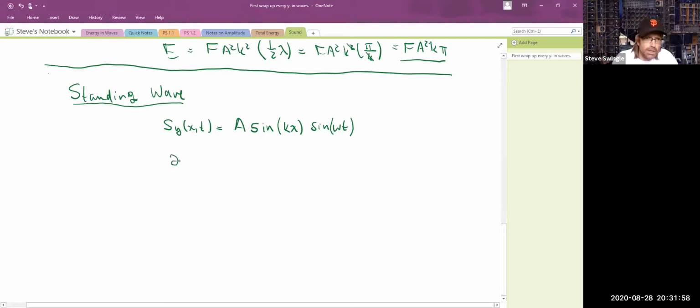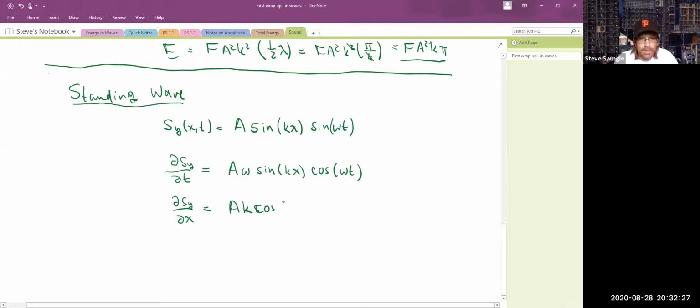And then I'm going to talk about the particle velocity. And so I need a time derivative. The derivative of a sine function is going to be a cosine. The chain rule is going to give me an omega. So I get omega sine kx cosine omega t. And then the slope is going to give me k cosine kx sine omega t.